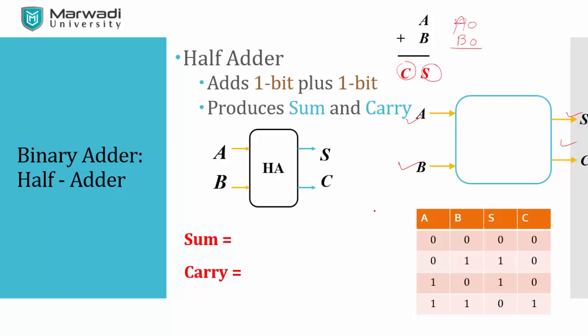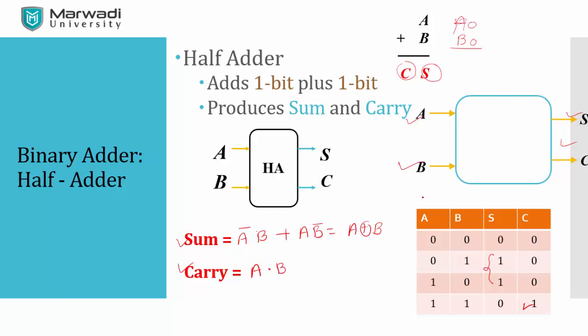Now, whenever you want to design a Boolean expression, look at the sum. These are the two possibilities where I am getting the 1. So I can write the sum as A bar B, the reason being A is 0, plus A B bar. This is nothing but A XOR B. Look at the carry. Now look at A and B, where are the 1s? That's why I can write A dot B. So this is the Boolean expression for the sum and carry.